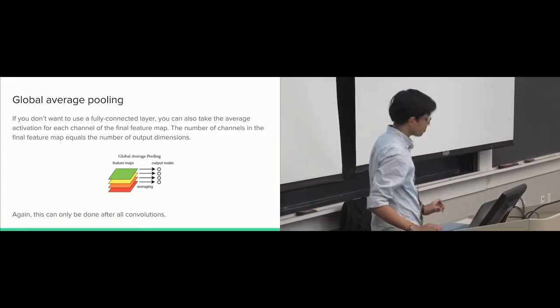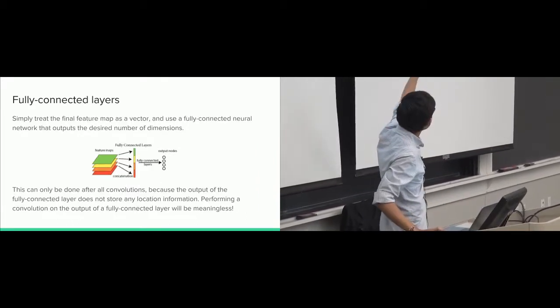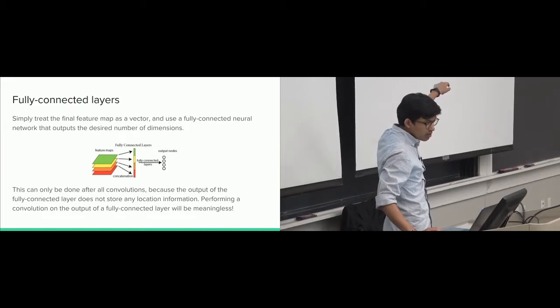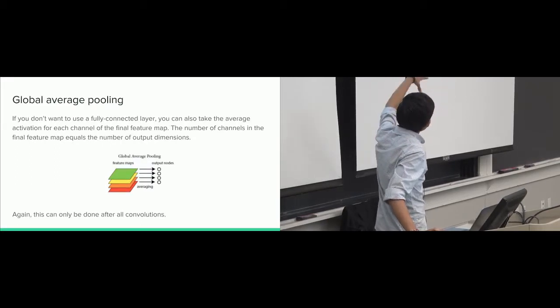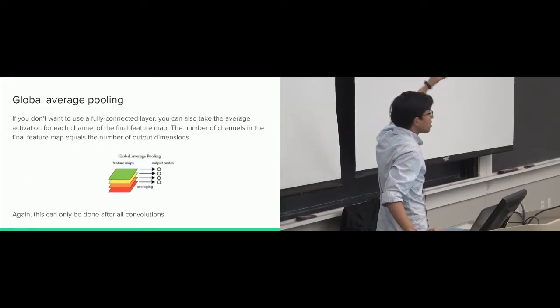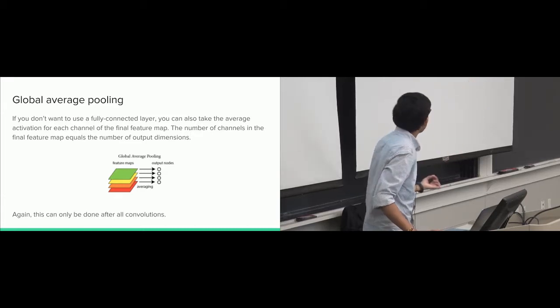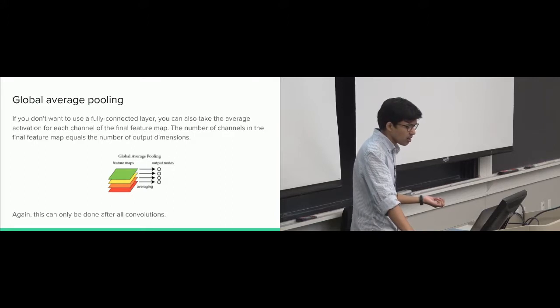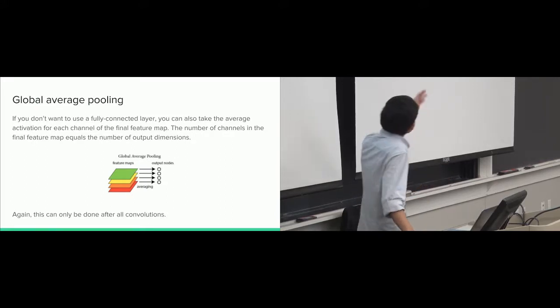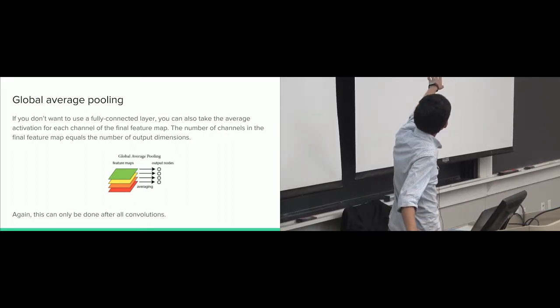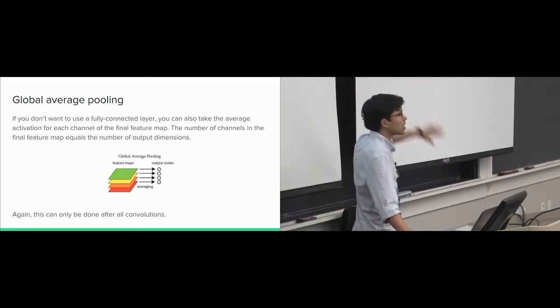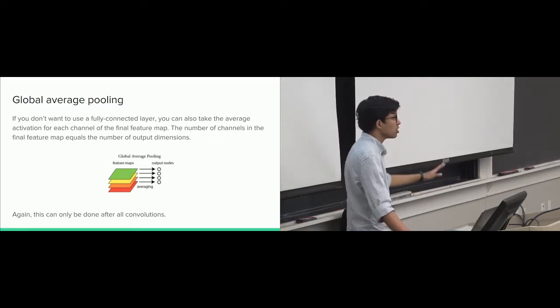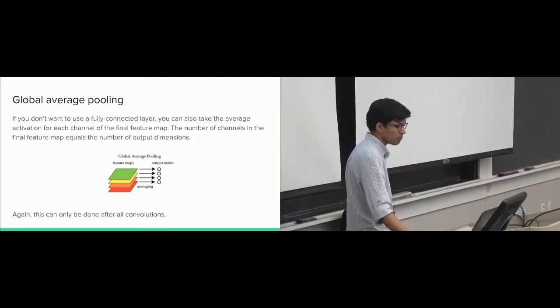Now we have global average pooling. In the previous slide, we concatenated all the feature maps. Instead of that, we can also take the average of each map and consider that as one neuron. This often gives better results. But this, taking the average of each filter, can only be done after you have finished all the convolution operations and want to use the fully connected layers.